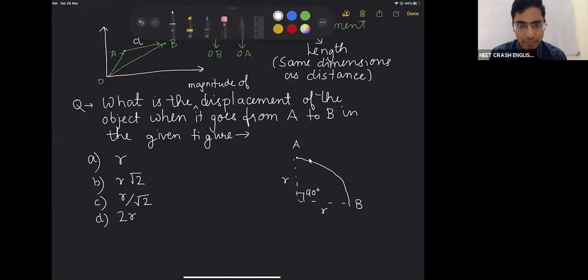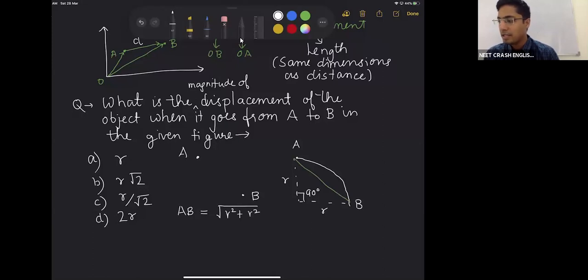Let's see how to do this problem. Displacement is change in the position. Here you can very clearly see that the object was initially at A, then it moves to B. So you have to essentially find this length. Now you can see that this length is the hypotenuse of a right triangle with R and R as its sides. So displacement AB is nothing but root of R square plus R square, which is R root 2, which is option B. So the correct answer is B.